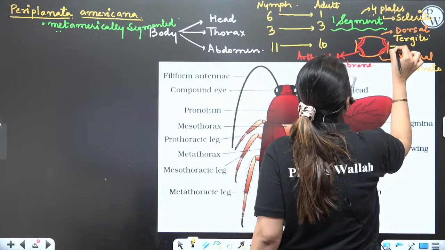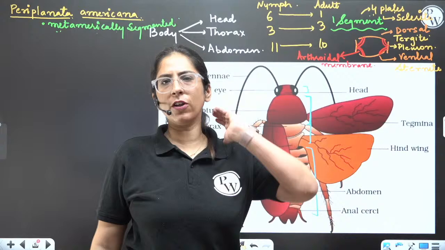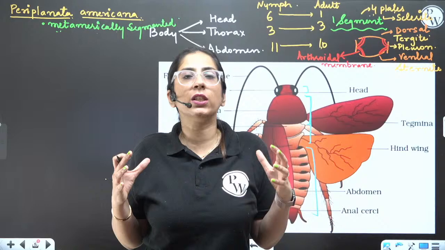Pleuron. This is a pleuron. Not given, so we will not focus on this. On the dorsal side they have tergite, and on the ventral side sternite. They are attached to each other with the help of arthroidal membrane. They are in fact attached in between them.